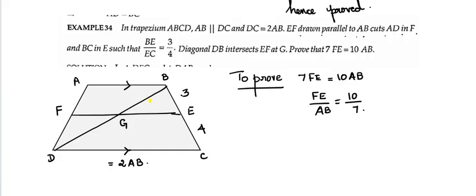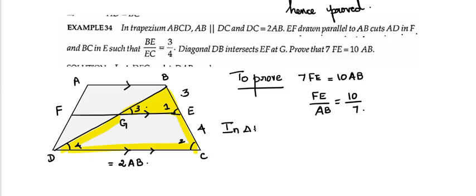So first, what you do, all of you, prove similarity for these two triangles. How can we prove? These two are parallel. Corresponding angles equal. Angle 1 equal to angle 2. Angle 3 equal to angle 4. These two are similar. Let's first finish it.